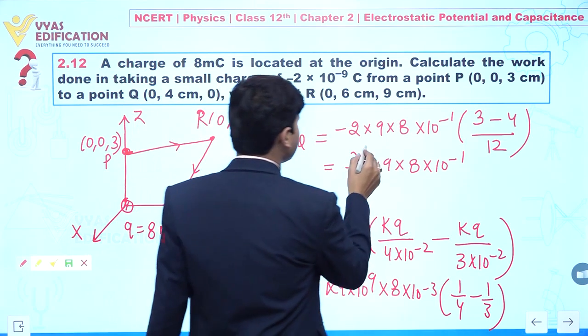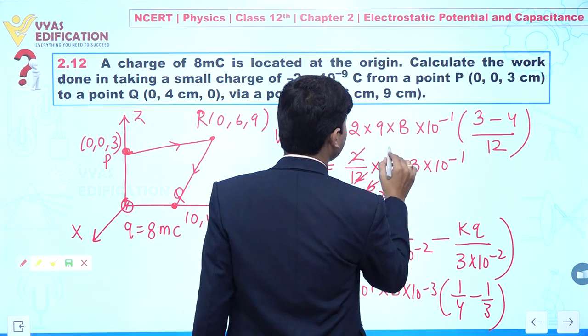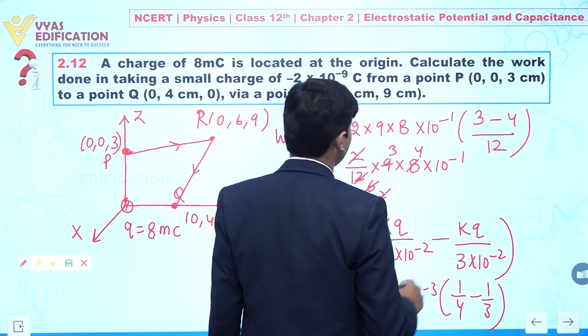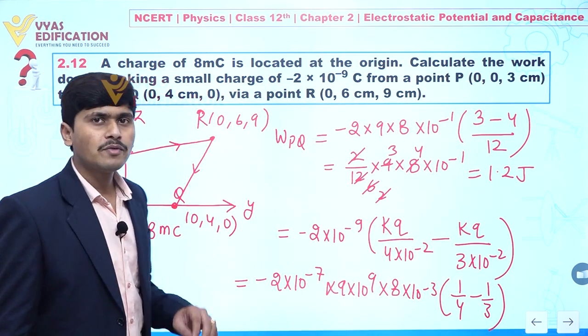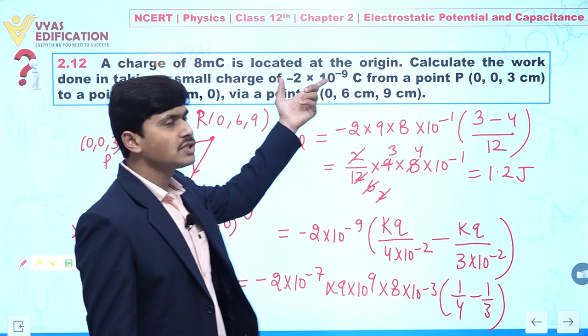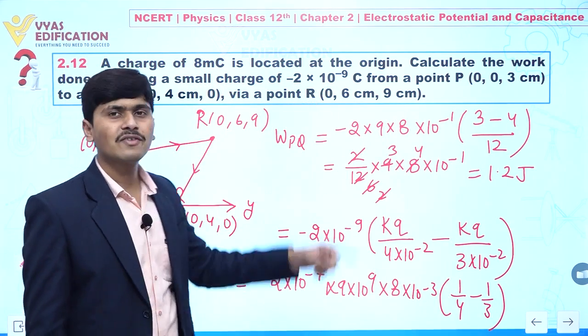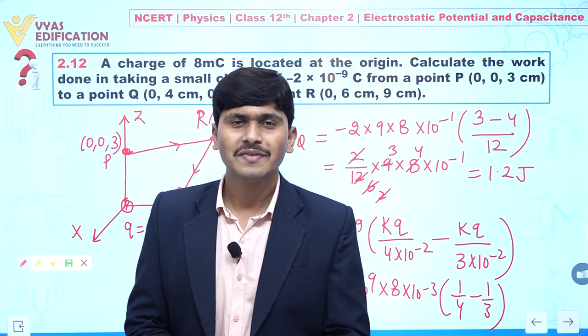So we can write like this: this is 6, we can say this is 2, this is 3 and this is 4. So from here we are getting the answer 1.2 joule. So the total amount of work to be done if we are bringing this charge from point P to Q is equal to 1.2 joule. Clear to everyone? Yes or no?